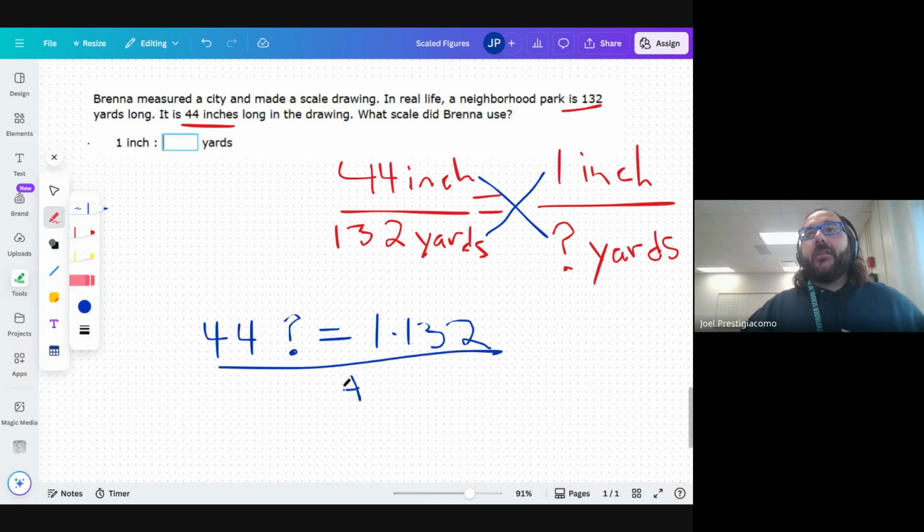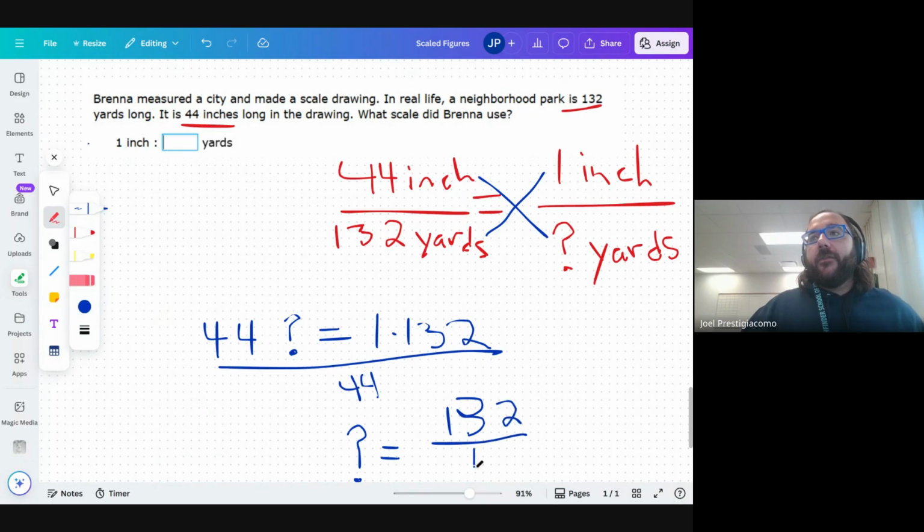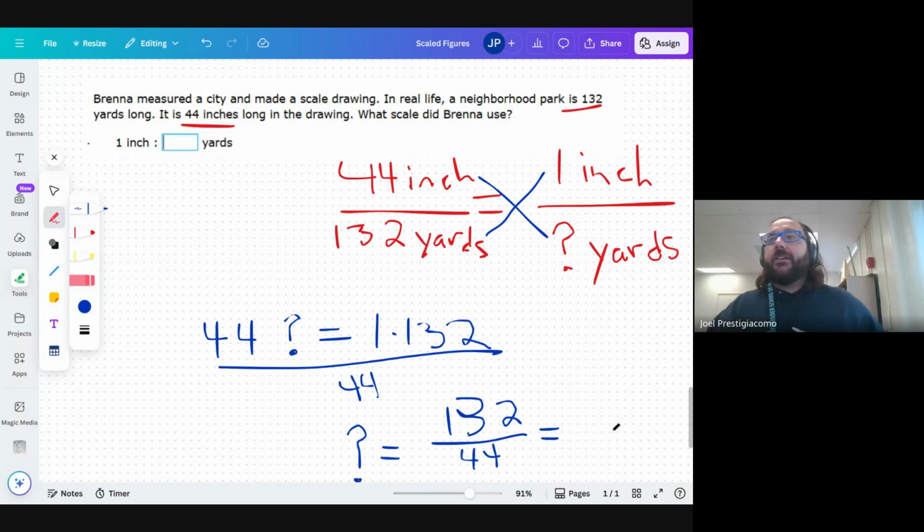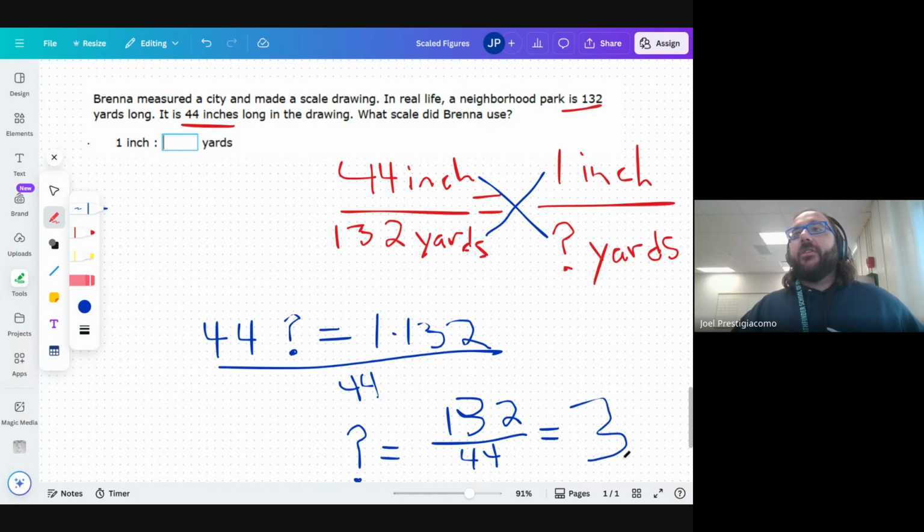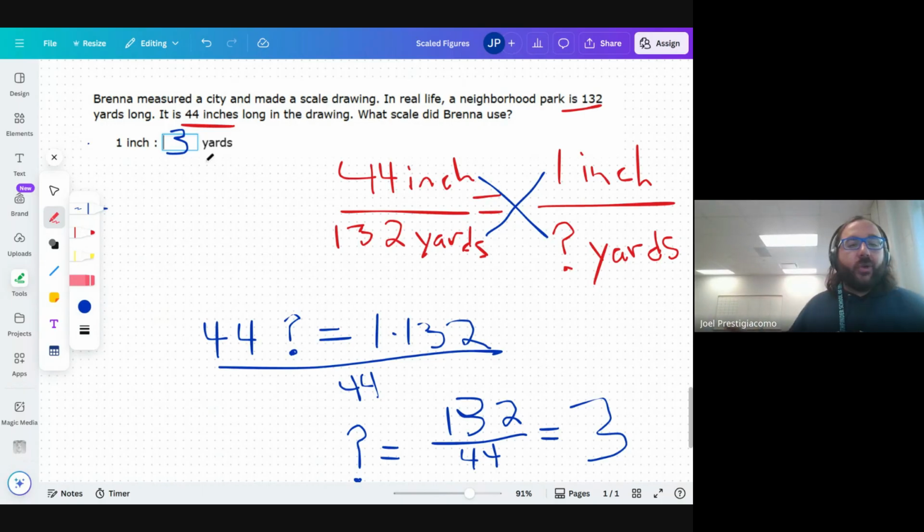We can divide both sides by 44, and we should get that our unknown here, in this case the number of yards that Brenda uses, or what helps with the scale, is going to be 132 over 44. And this, if you type it in a calculator, will simplify to just 3, right? So an inch for her is actually 3 yards in real life. And that kind of makes sense, right?